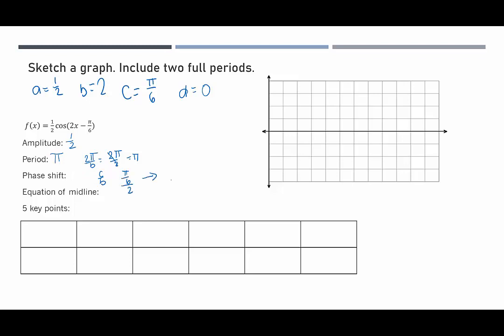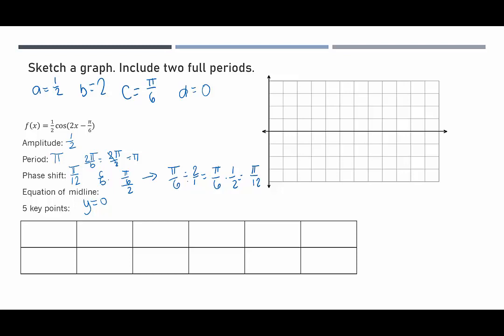Oh, sorry, equation of midline. This will be pi over 6 divided by 2 over 1. We can multiply by the reciprocal. Pi over 6 times 1/2. And we end up with pi over 12. So our phase shift is pi over 12. Let's try that again. Pi over 12. The equation of the midline will be y equals 0. Okay, so that's nice. We get a break there. We don't get a break with the phase shift though.